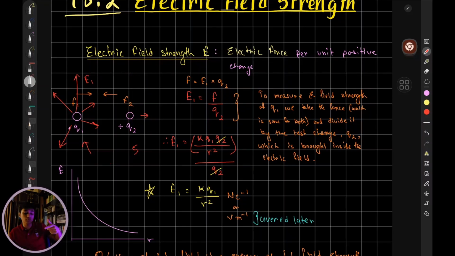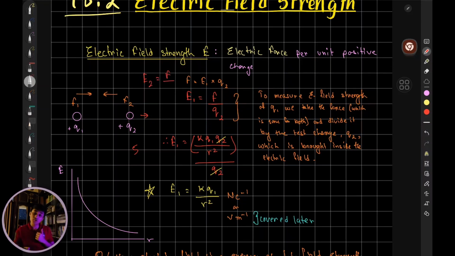So if you now have to find out the electric field strength of Q2, what would you do? The exact opposite. What is it? You would write E2, the electric field of Q2, equals the force. It's going to remain the same. So you can write it as F, because F1 and F2 are the same thing. I talked about this in the first video. Right, so E2 equals force.